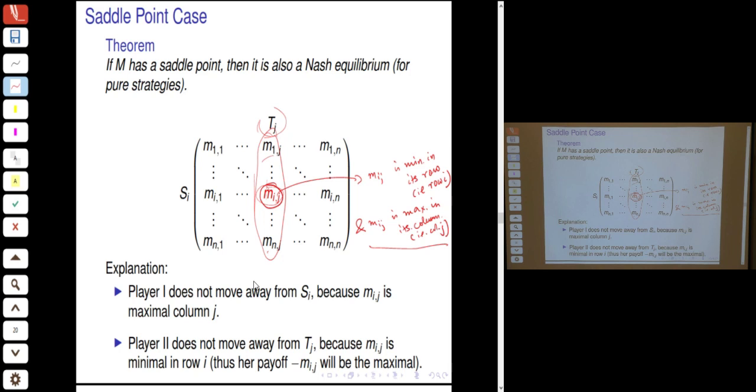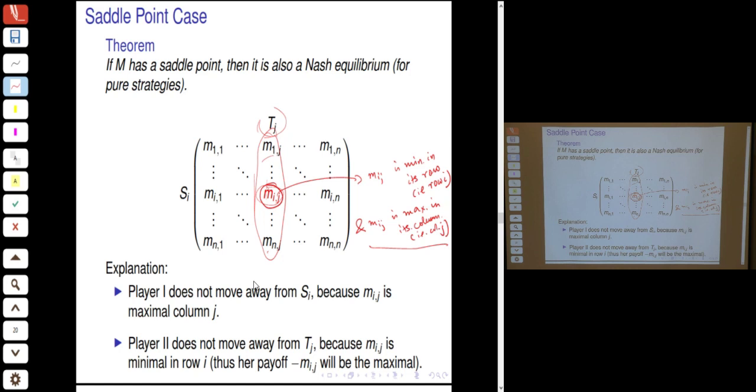So if player 1 is playing strategy I and player 2 is playing strategy J and player 2 sticks to his strategy J, so we are only focused on the jth column of the payoff matrix, then player 1 via strategy I is maximizing his payoff. If he moves away from strategy I, his payoff decreases because Mij is the maximum, the biggest number in the column J.